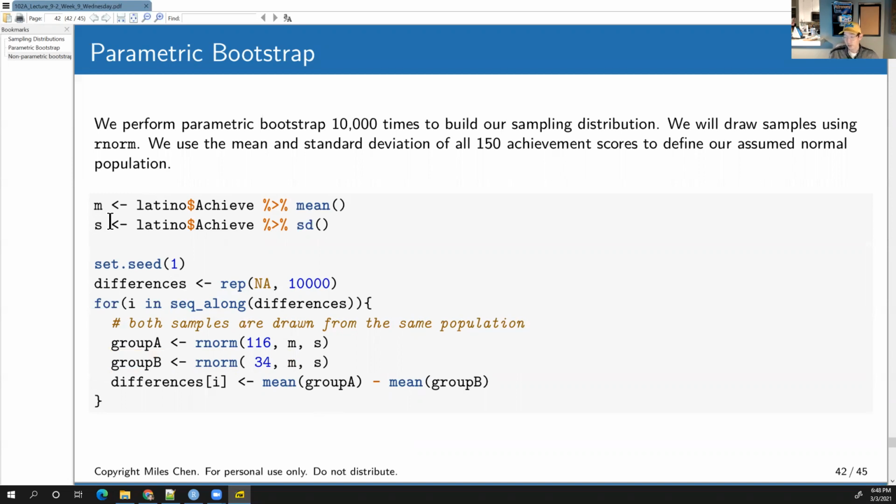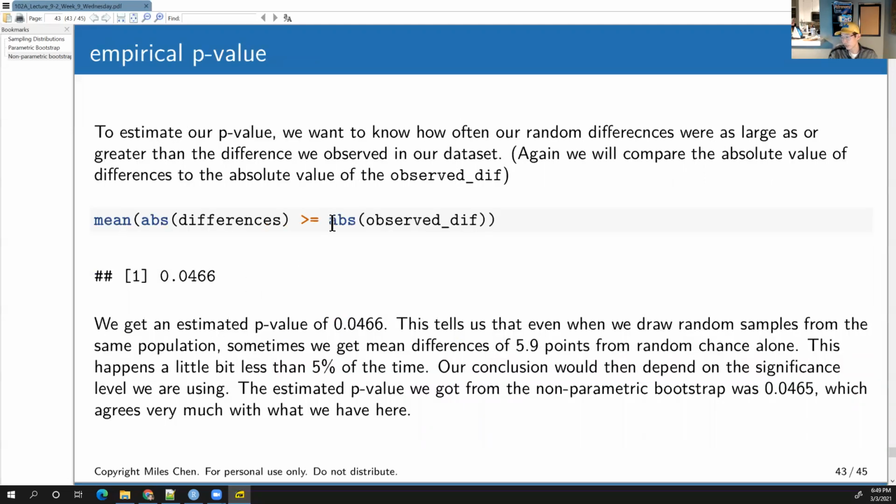Okay, so here under the parametric bootstrap, we're assuming that the entire population is going to have this mean and this standard deviation based on the data that we have. And the null hypothesis basically says group A and group B are both coming from the same population. And we want to know, if the data do come from the same population, how often do we get differences that are as big as our observed difference. Okay. So I'll let you read through these slides a little bit more closely.